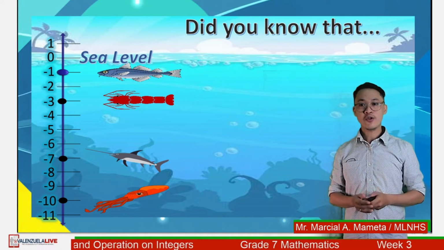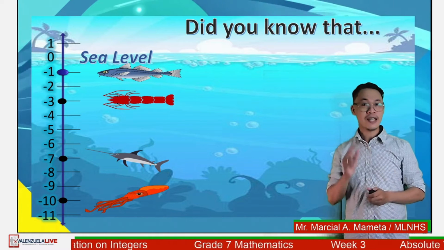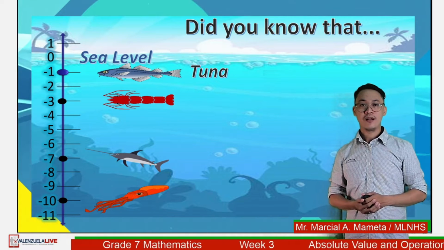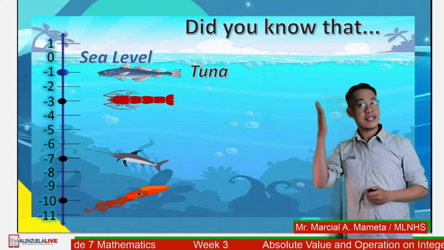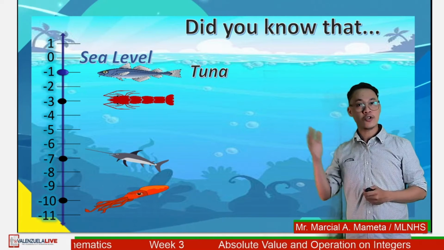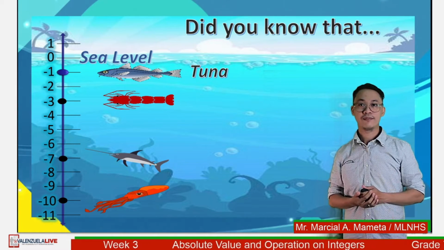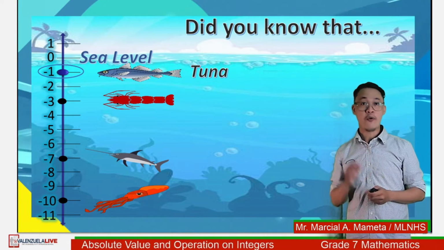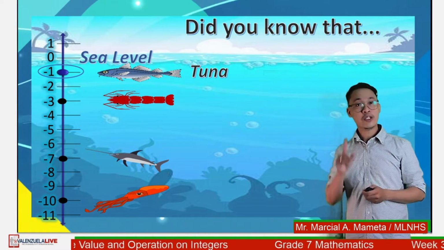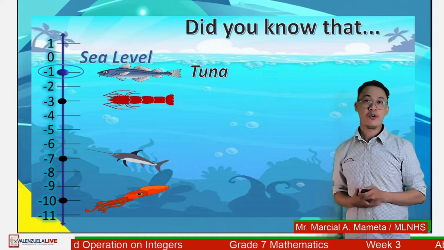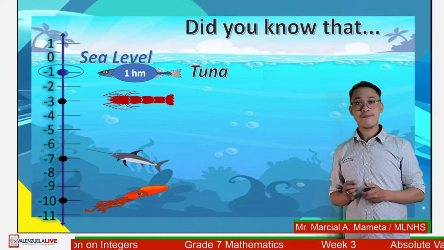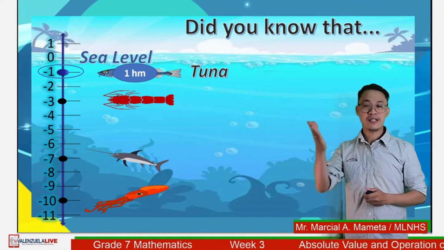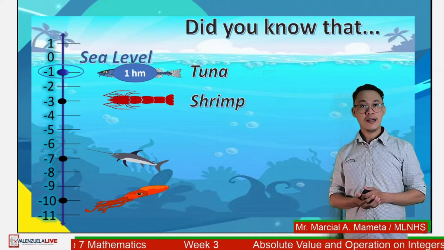Let me introduce to you our first sea creature, which is the tuna. Now, what is the distance of the sea level from our first sea creature, the tuna? Tuna was located at the -1 of our number line. So therefore, it is 1 unit from our 0. The answer is 1 hectometer. Great. Next, our next sea creature, which is the shrimp.